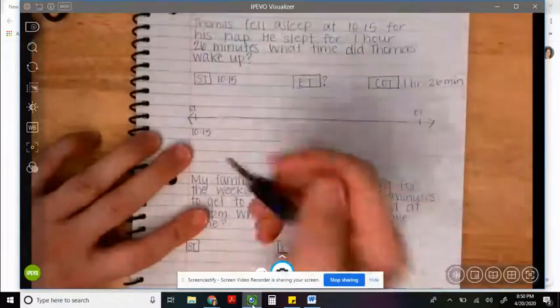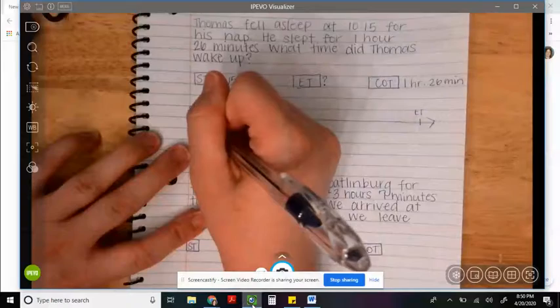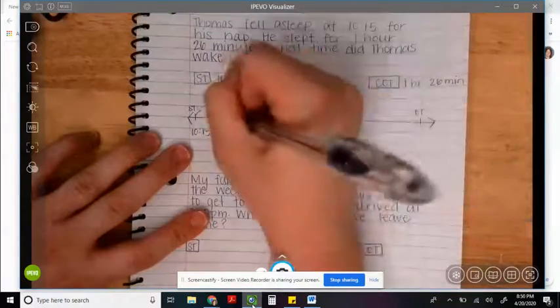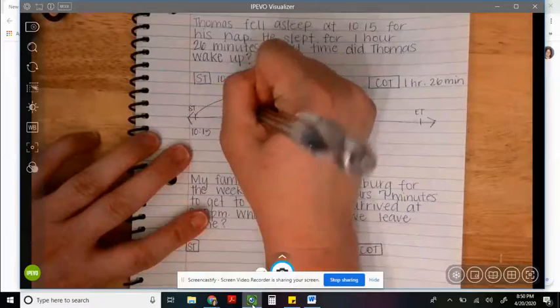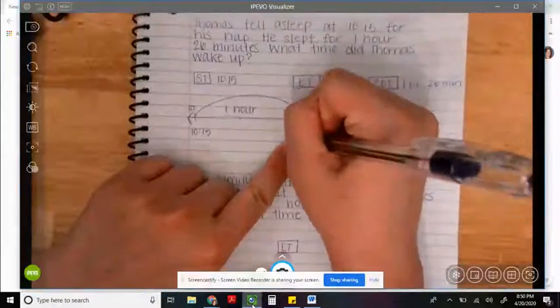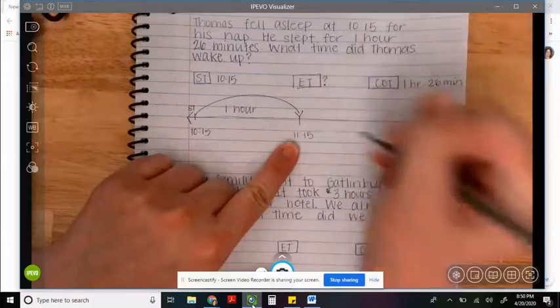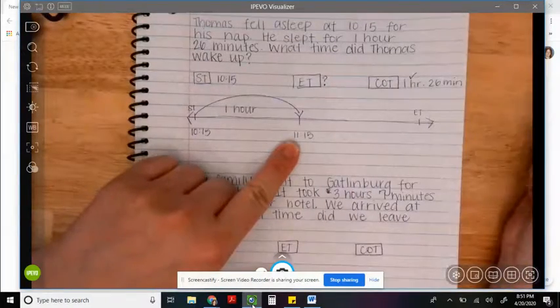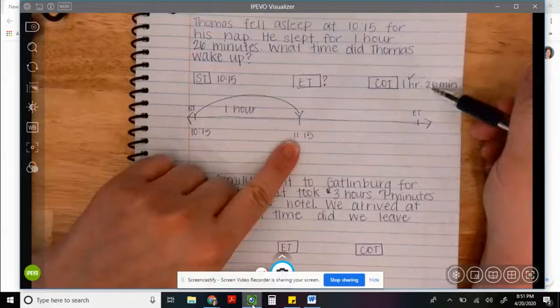So let me start with my first jump and let that be a whole hour, because that's really easy to go ahead and add up. So 10:15 plus 1 hour, it's going to be 11:15. So now I know I've done the 1 hour. I can even check that off so my brain knows I've done it. I need to add 26 more minutes.